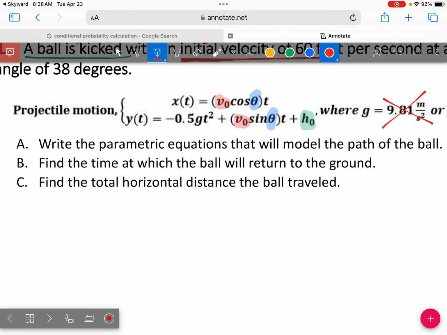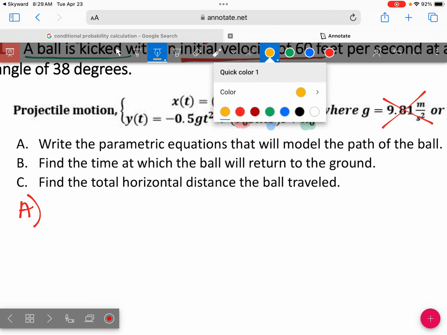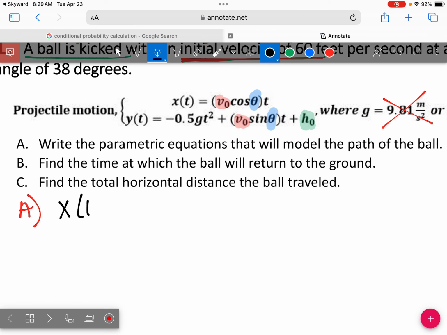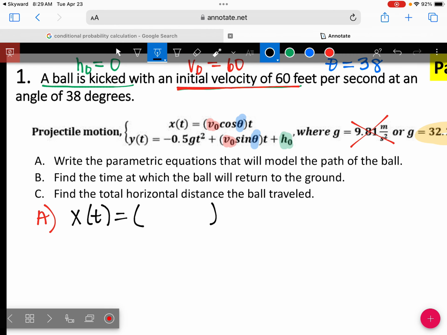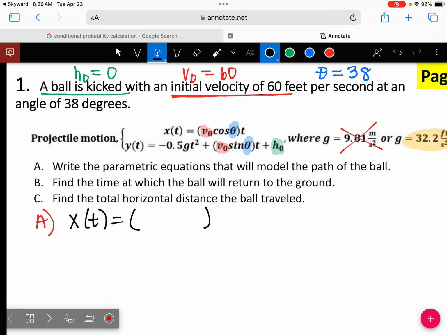For part A, it says write your parametric equation. We're simply substituting in those numbers. So x of t equals, I'm going to put my parentheses, the initial velocity. What is my initial velocity? 60. So it's 60 cosine, and then what is the angle? What is theta? 38, and then t. That's your horizontal parameter. That's my equation.